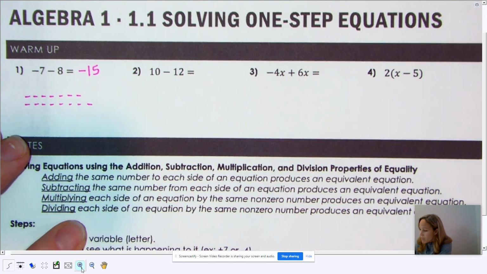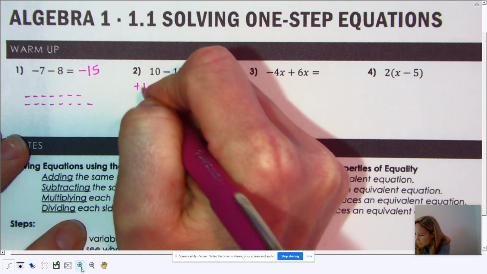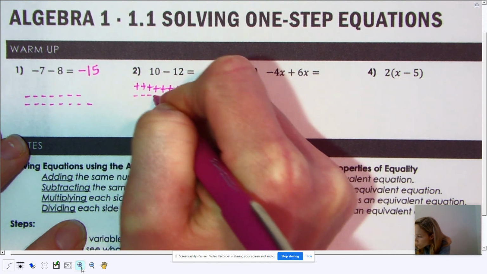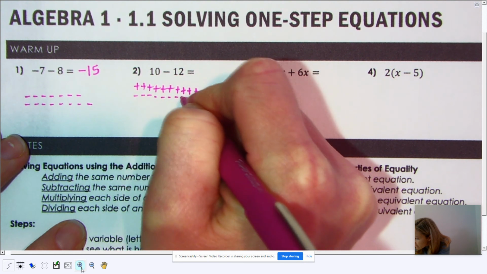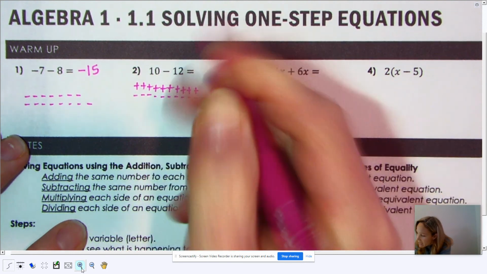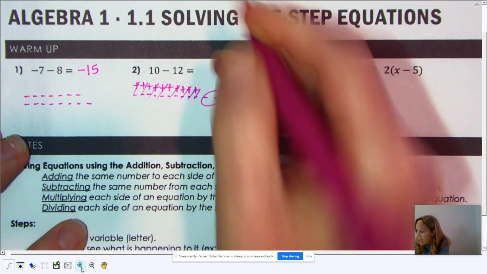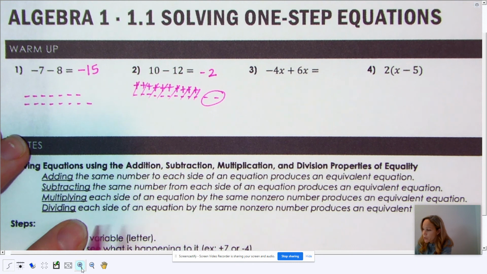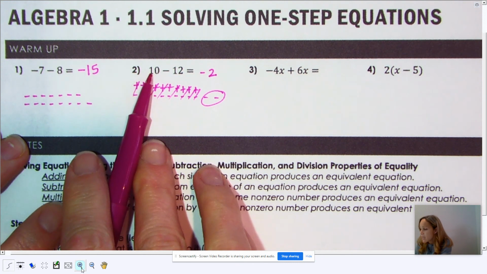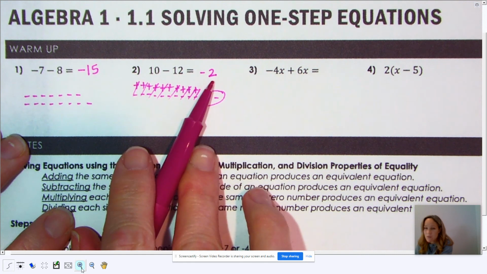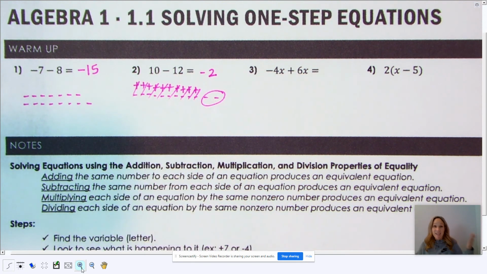Question number 2, same thing. If I have 10 positives, 1, 2, 3, 4, 5, 6, 7, 8, 9, 10, and then I have 12 negatives, 10 of those will cancel and I'll have 2 negatives left. So -2. You can also think the positive team scored 10, the negative team scored 12. So the negative team is winning by 2. Or you have $10, you try to buy something that costs $12 and you are $2 short.